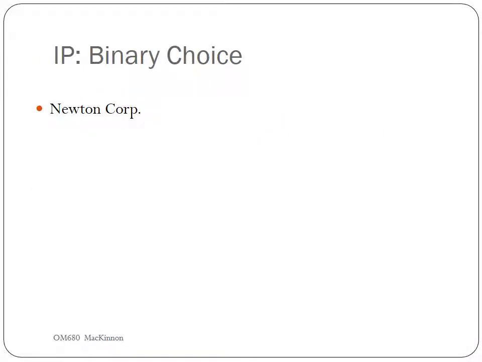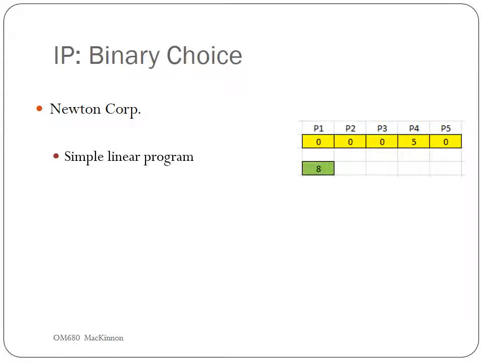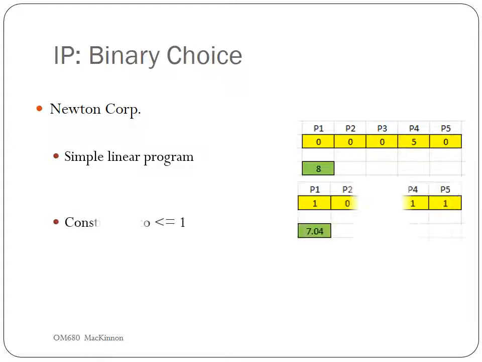Okay, so the Newton Corporation. If we do a simple linear program without integer constraints, we end up with 5 in the P4 slot, all right? And our net present value is 8. Of course, that doesn't make sense, right? We can't do the same project 5 times. So let's constrain them to be less than or equal to 1, all right? So then we get another solution, but we have a fractional result, okay, in P3. We can't do 2/10 of a project either.